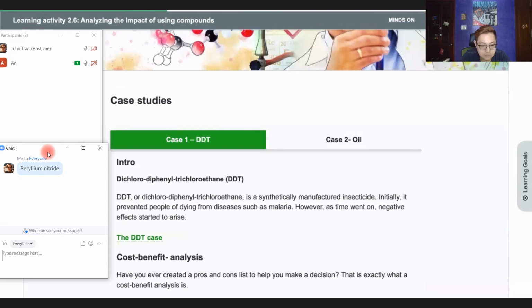DDT, dichlorodiphenyltrichloroethane, is a synthetically manufactured insecticide. Initially, it prevented people from dying from diseases such as malaria. However, as time went on, negative effects started to arise.